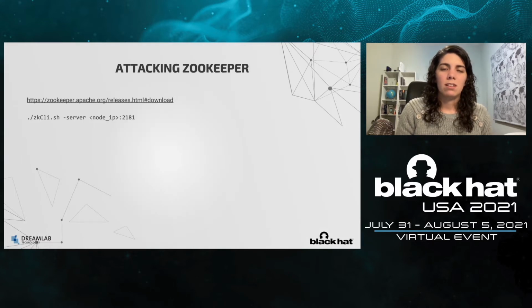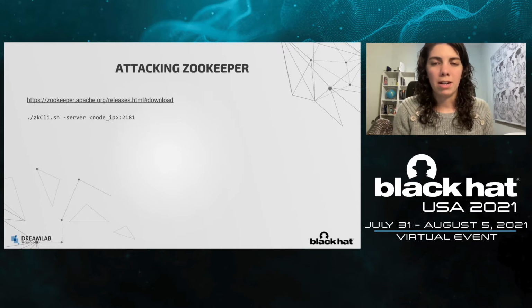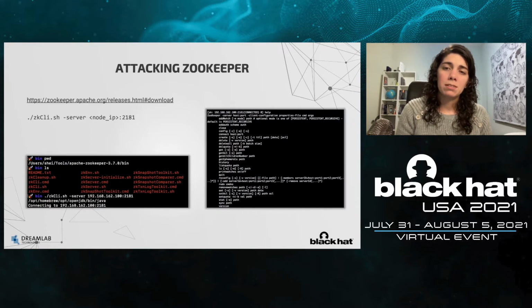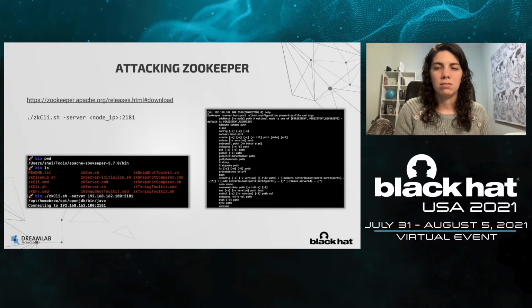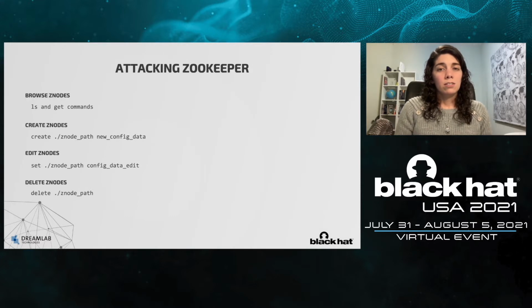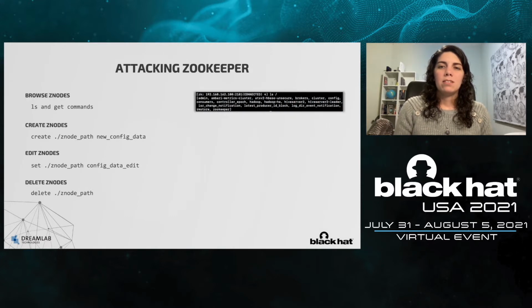How should we do it? We can download the Zookeeper client from the official website, and then it's just about running this command, specifying the node IP address and the 2181 port. Once we connect, we run the help command. There is a list of actions that we can execute over the znodes. The znodes, or Zookeeper nodes, are the configurations that Zookeeper organizes in a hierarchical structure. So, with the ls and get commands, we can browse this hierarchical structure.